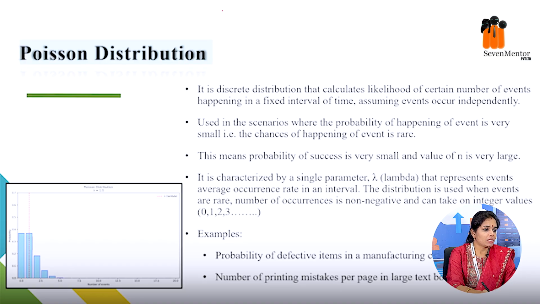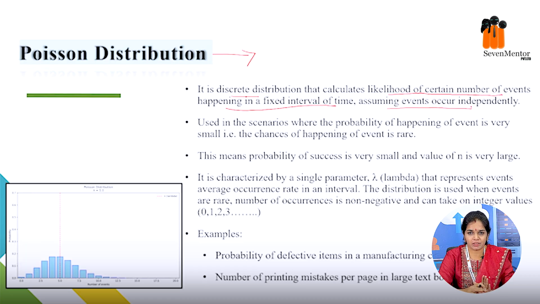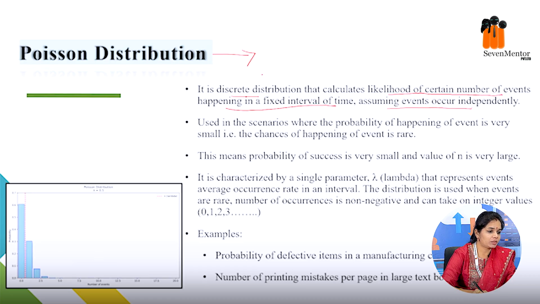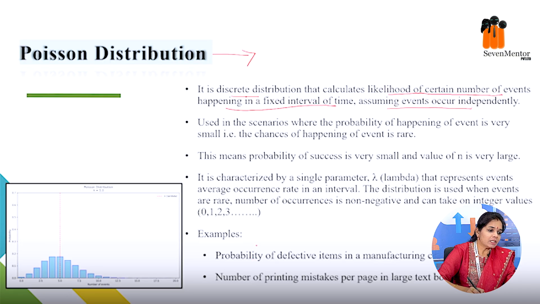Poisson distribution. Poisson distribution gives you a discrete distribution. Yes, it falls under the discrete distribution functions. So it gives the calculation of the likelihood of a certain number of events happening in a fixed time interval, assuming events occur independently. See, this is the technical definition. I'll explain it with an example.